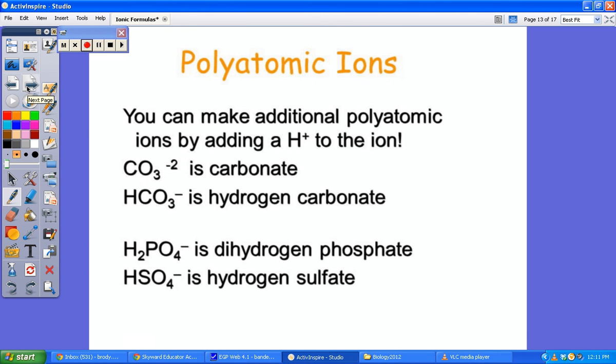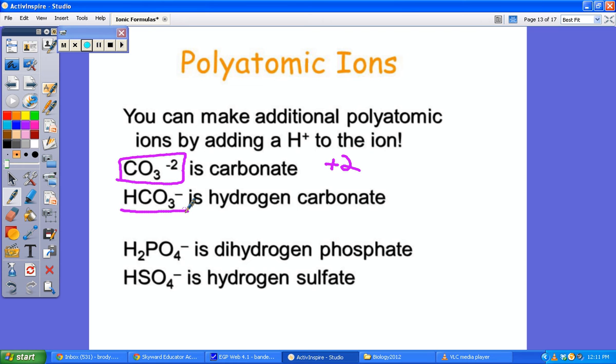Polyatomic ions are basically added to a hydrogen ion. So for example, carbonate is CO3 2 minus. So we'd have to balance that with a positive 2 charge.